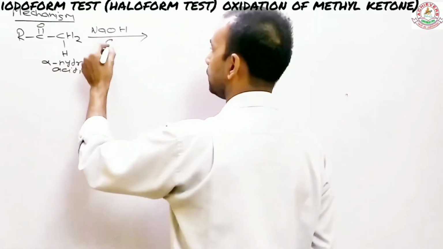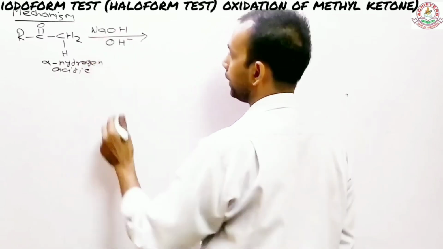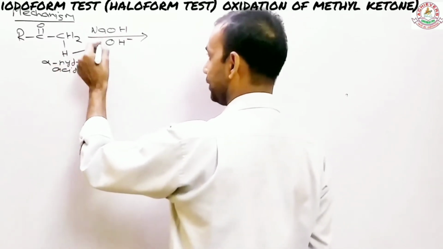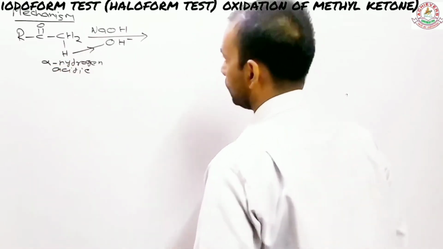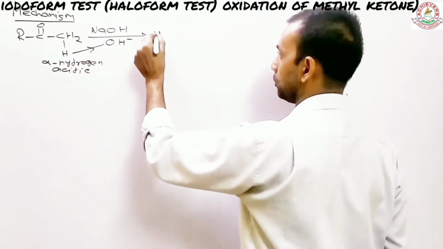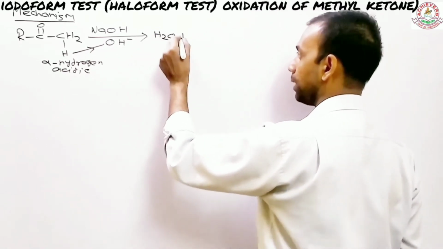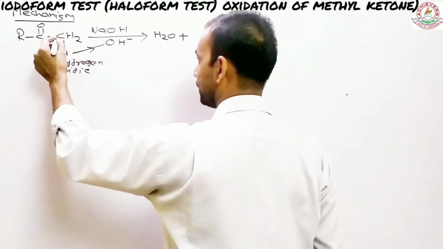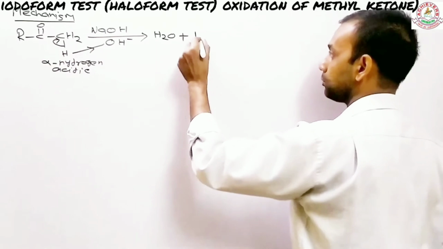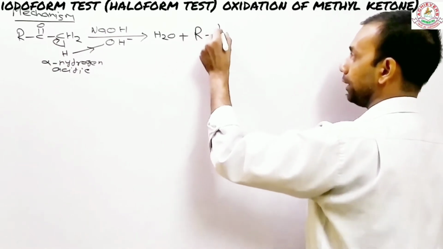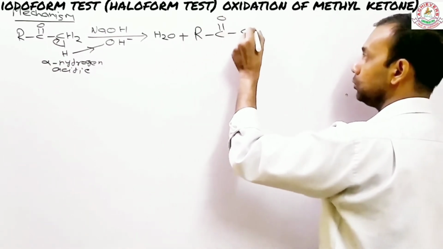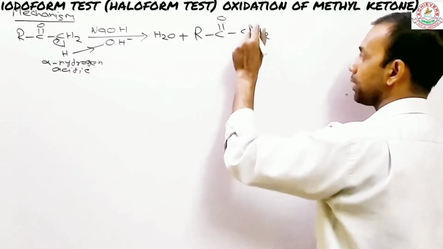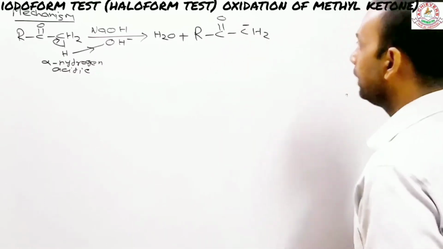So what happened? The hydroxide ion produced by NaOH is attracted towards it. This results in the formation of H2O. And then you form a carbanion, because this bond breaks in such a manner that you get a carbanion. So you have CH2 with a negative charge.